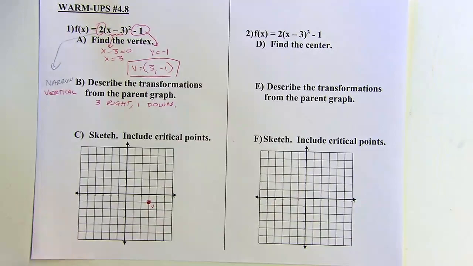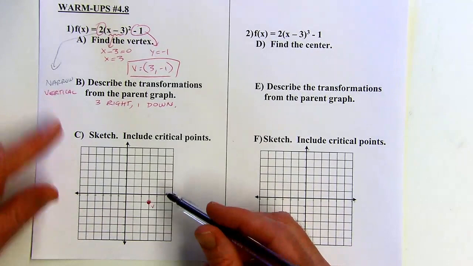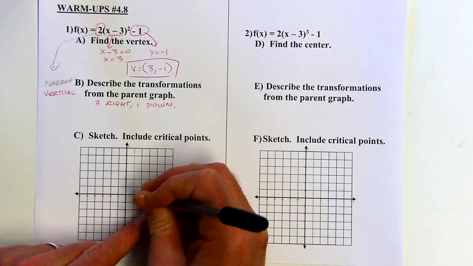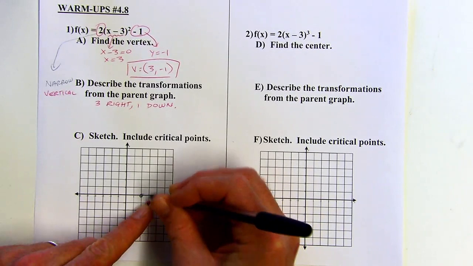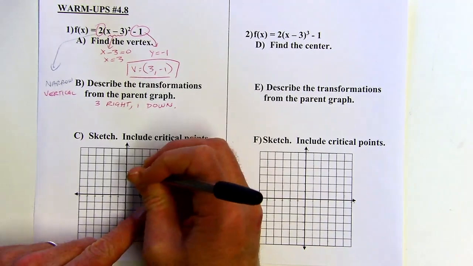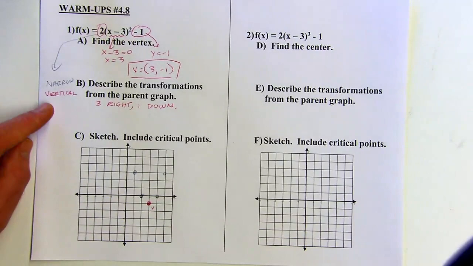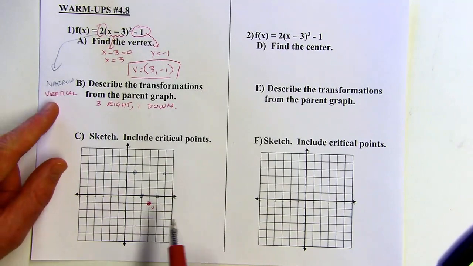Okay, so if this didn't have it, my parent graph shape would be like this. This is not what the actual parabola is going to look like, but I go up 1 to the left and right 1, and then I go up 4 to the left and right 2. So if there's no stretch or compression, that's what my parabola would look like.